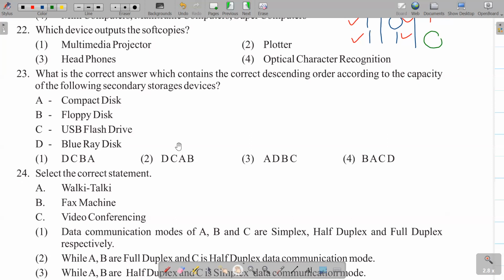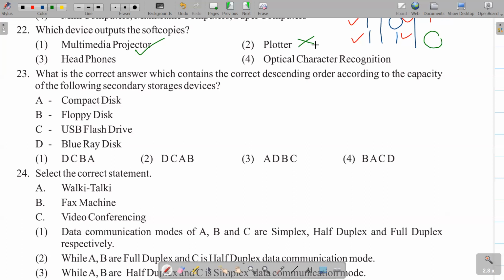So the multimedia projector, of course, is the answer. This is the one which gives the soft copy. Plotter is a printer, it's giving us a hard copy. And headphone is not giving us soft copies or hard copies, it is just giving us sound. Sound is a different kind of output, right? So it is recognized as sound.